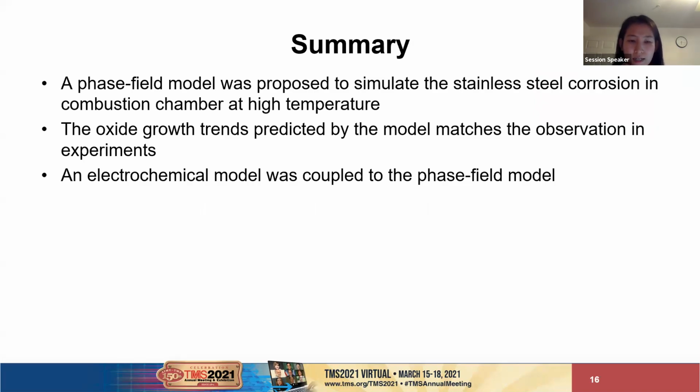So in summary, I presented a phase field model that can simulate the stainless steel corrosion happening in a combustion chamber at high temperature. The oxide growth trend predicted by my phase field model matches the observations from the experimental characterizations. And lastly, an electrochemical model was coupled to the phase field framework as well.